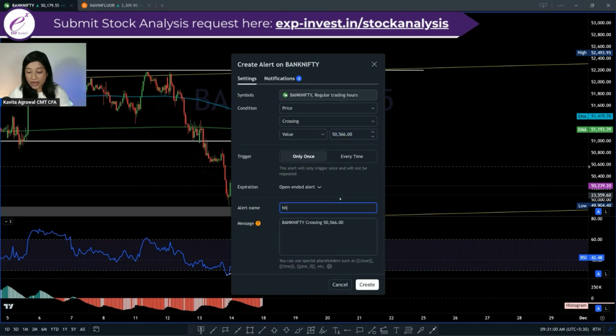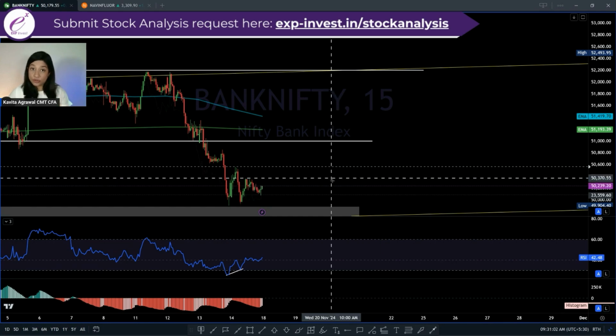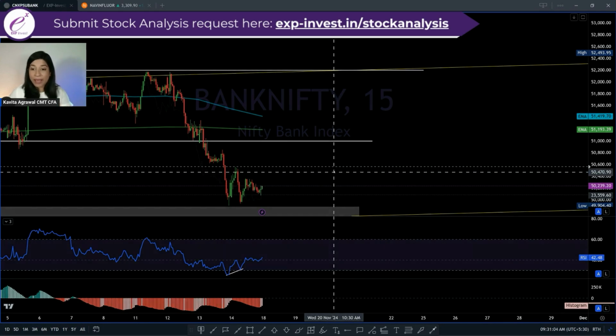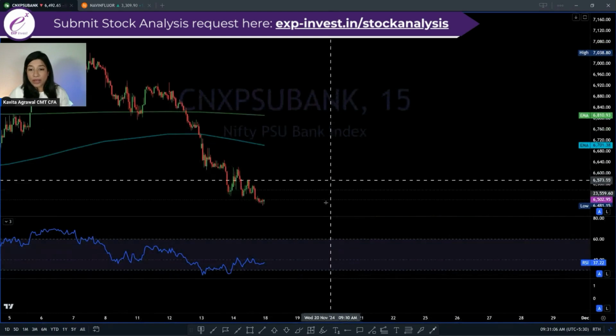50,566 is where the higher high is. I'll set the message HH, which means higher high, and I will set that. So Bank Nifty is done. I'm waiting for the higher high.